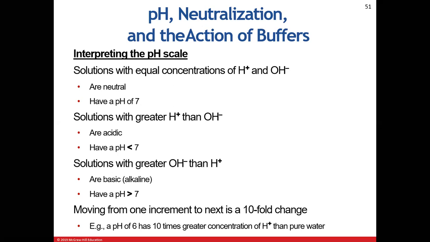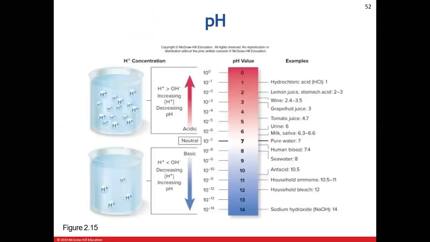than 7. One of the characteristics of this pH scale is that as we move from one number to the next, it's a tenfold change in the number of hydronium ions that we have. So, for example, a pH of 6 has 10 times greater concentration of hydronium ions than pure water, which has a pH of 7. Each pH whole number has a tenfold change in the number of hydronium ions.